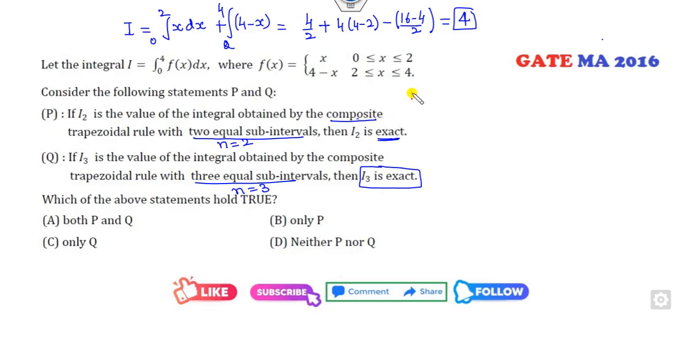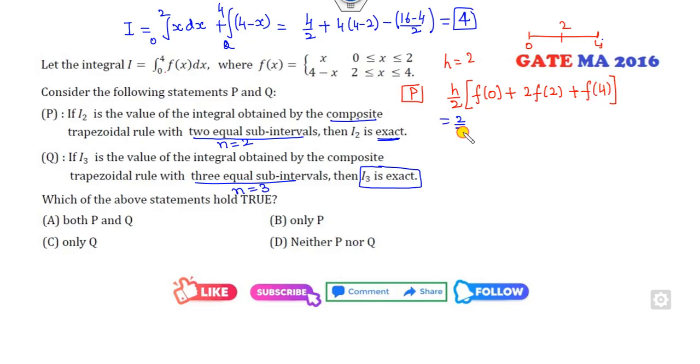Now look at option P. They are divided into two equal parts. That means the interval is 0 to 4, divided into two equal parts. So what is h? h is 2, the difference is 2. So h over 2 times f of 0 plus twice f of 2 plus f of 4. That is the composite trapezoidal rule.